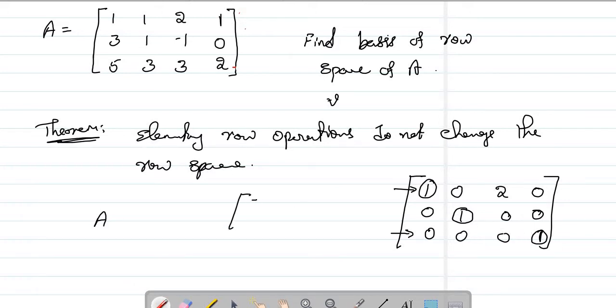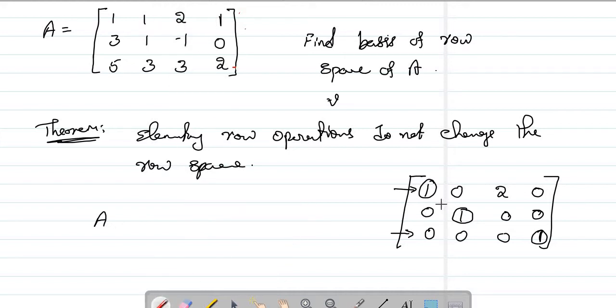For example, if you have 2 0 0 1, this cannot be a row reduced echelon form. Why? Because the first non-zero element in the first row is 2 here, so this cannot be reduced echelon form. But if you divide the first row by 2, yes, it will be reduced echelon form. So that is the one condition.